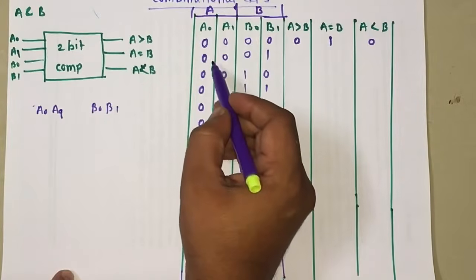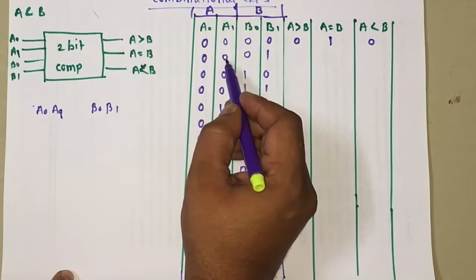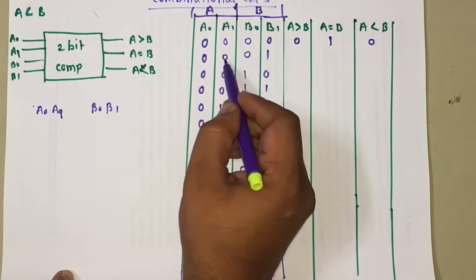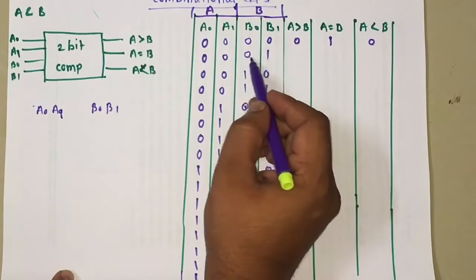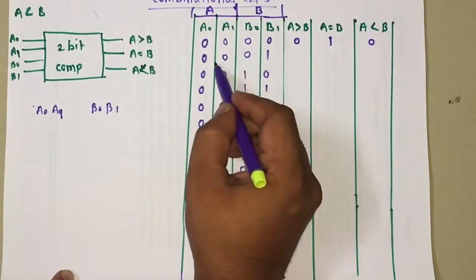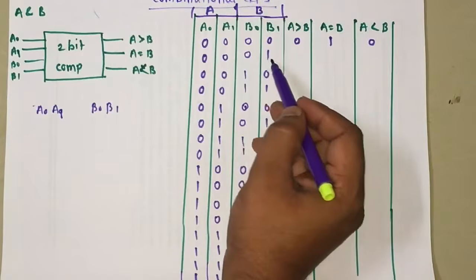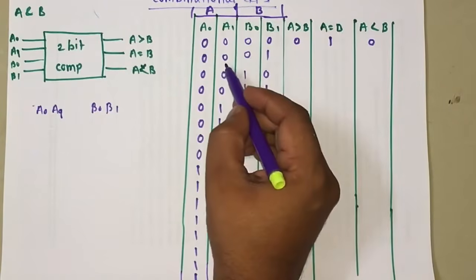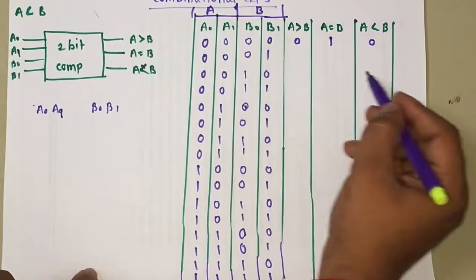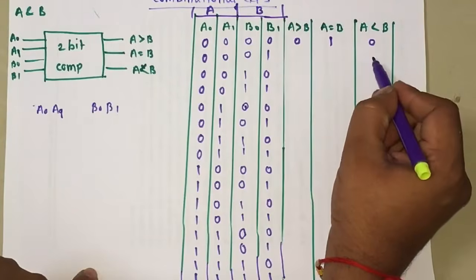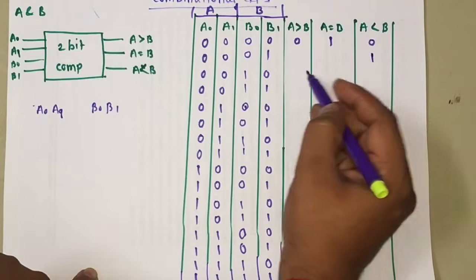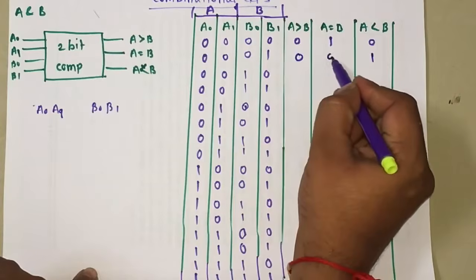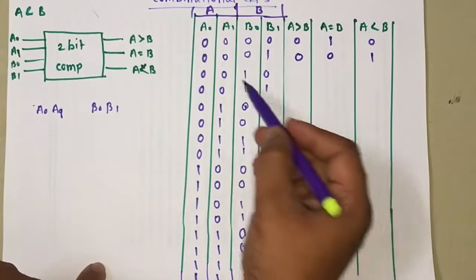Next one, number A is 0, 0 and number B is 0, 1. So which one is greater? 0, 0 is 0 and 0, 1 means it is 1. So B is greater. B greater, the last case. So here we have to put 1 and these two are 0, 0.